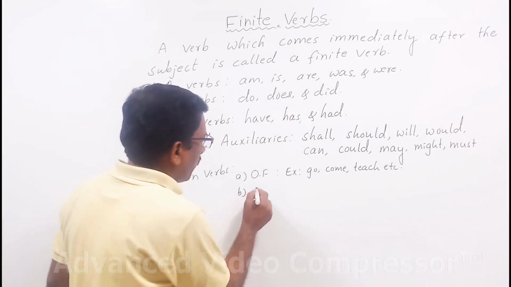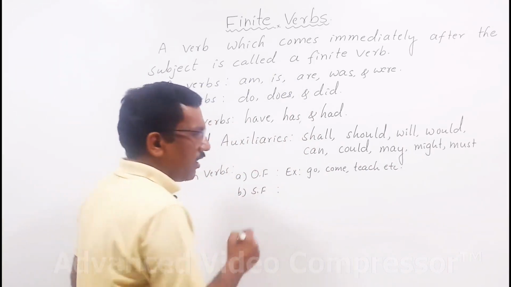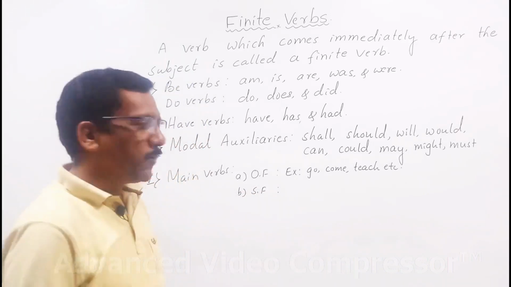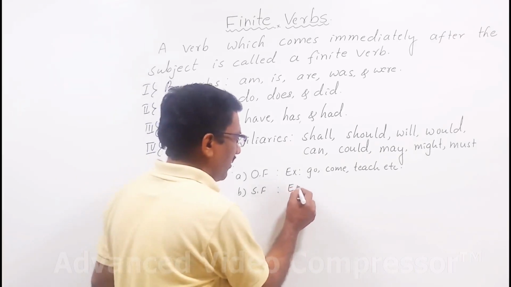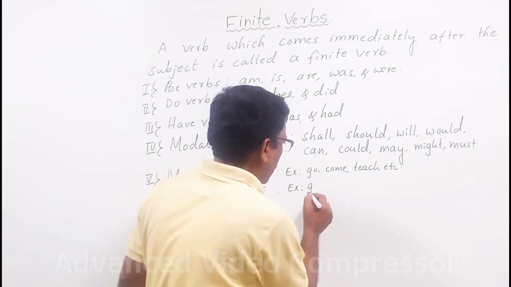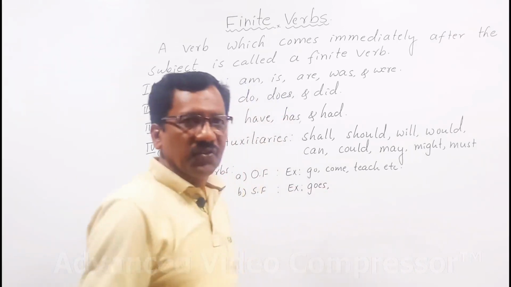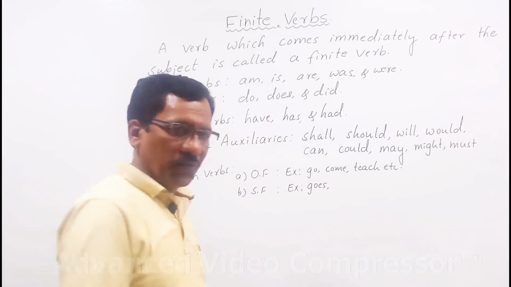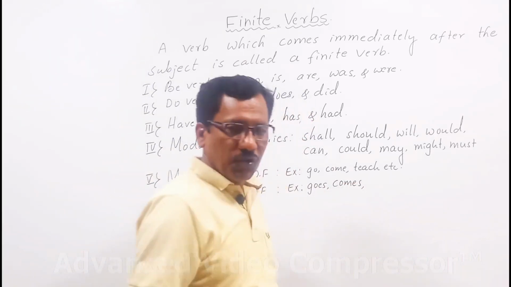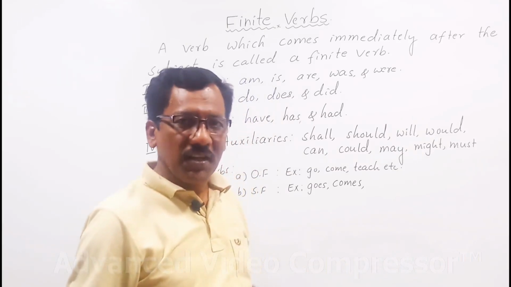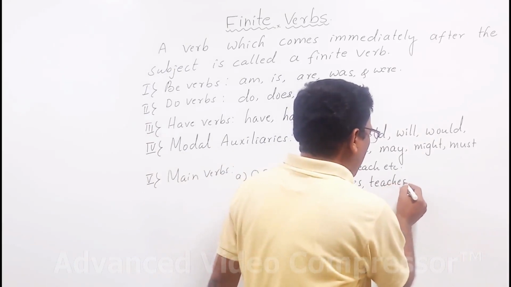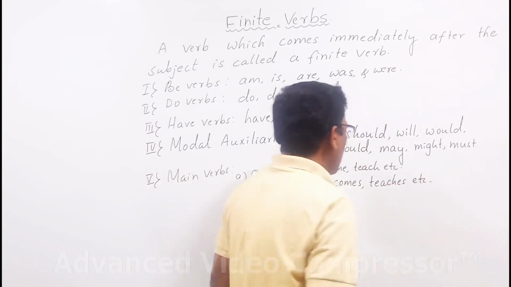Secondly, the S forms are also used as finite verbs in English. What are the S forms? You please think here. Go, its S form is goes. Come, its S form is comes. Got it? And teach, its S form is teaches. Okay, etc.